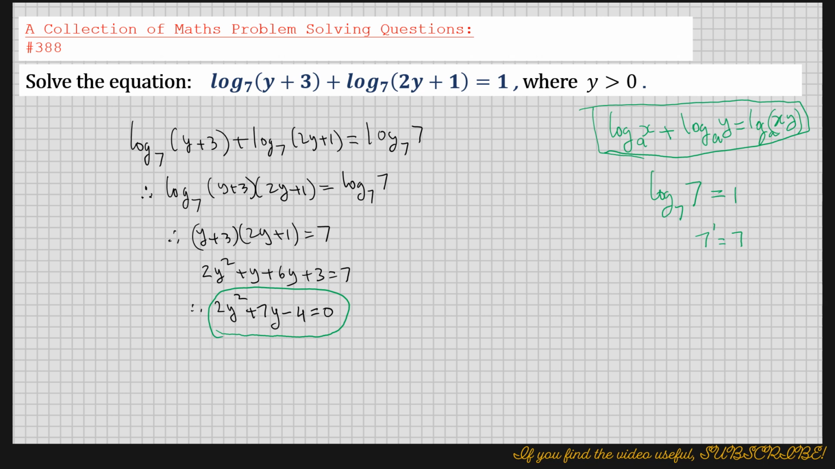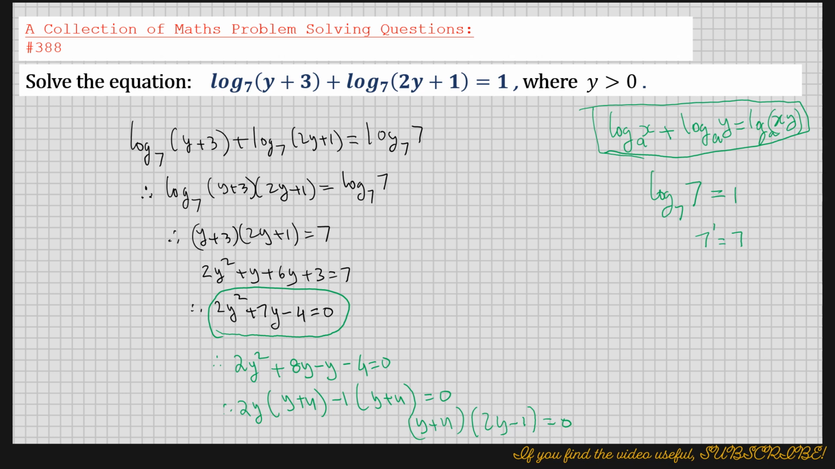So we have 7y, so we can write this as 2y squared, 2 times 4 is 8, so plus 8y minus y minus 4 equals 0. Therefore you'd have 2y outside the bracket, or (y plus 4), minus 1 times (y plus 4) equals 0. So we get the factorized form: (y plus 4) times (2y minus 1) equals 0.